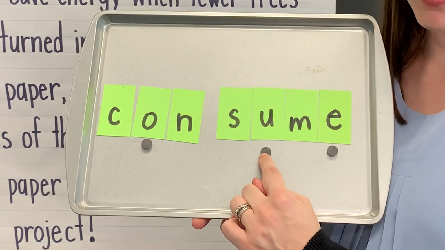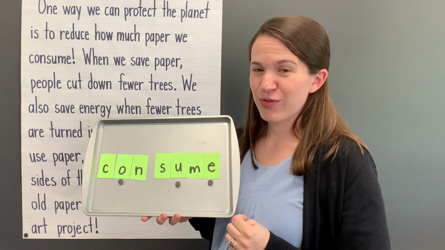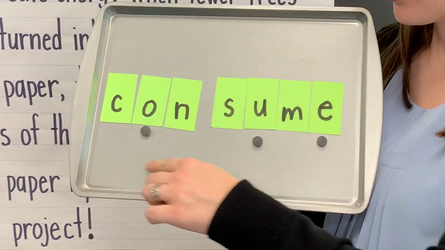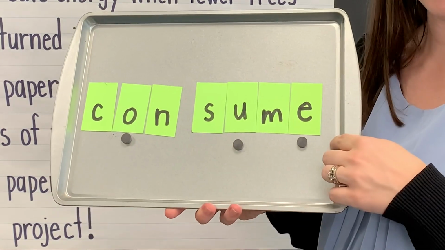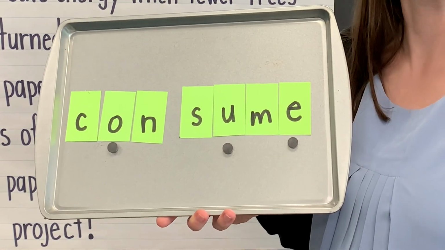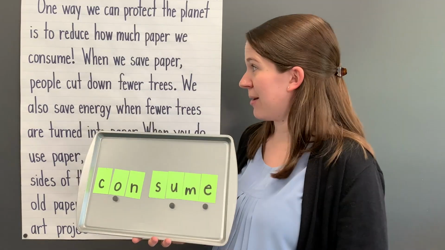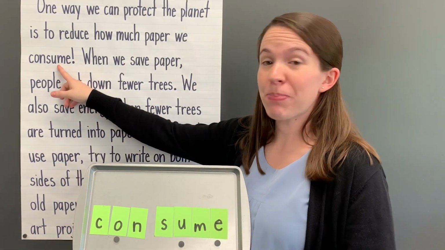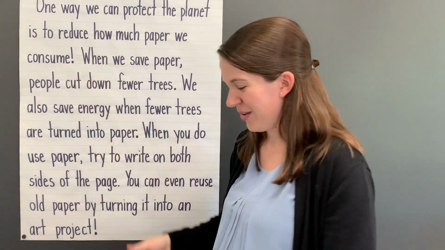I think we have found our syllables. They have one vowel sound each. Let's try to read this and see if we made a real word. Consume. Consume. This word is consume. It means to use something, like how much paper we use or consume.